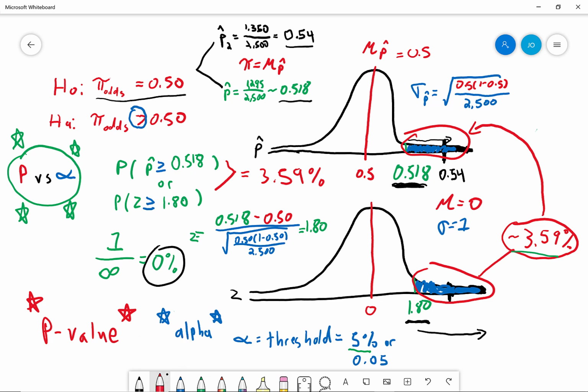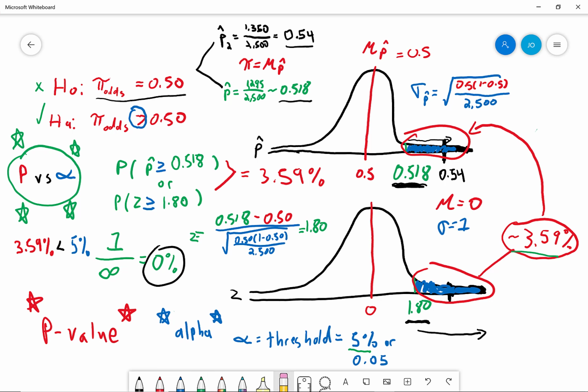In this problem, our p-value is 3.59%, and our alpha was 5%. So our p-value is less than alpha. What this is saying is, since our p-value is less than alpha, we have enough evidence to reject our null hypothesis and to support the alternative that the likelihood of rolling an odd number is greater than 50%. We're not saying it's definitely true. We're just saying we found enough evidence to support that claim. You find me guilty.